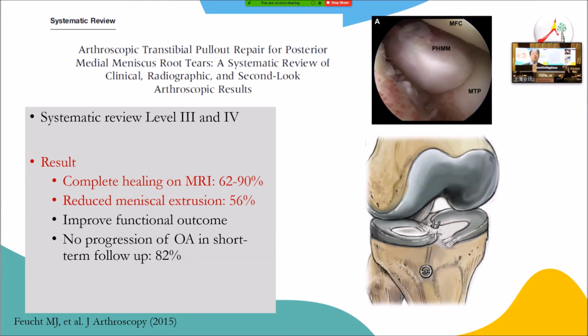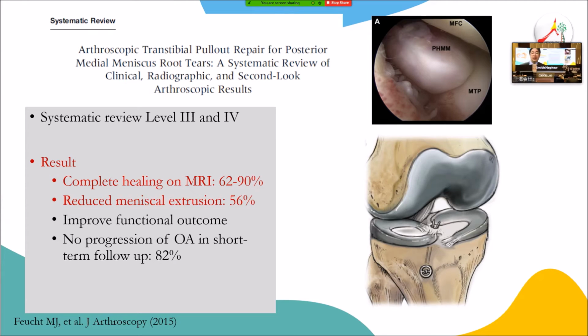From the literature, we found a range from 60 to 90% of complete meniscus healing. For myself, I think my result is about 60 to 70%. It's not 90%, because I think most of the patients came to see you too late. If the patient comes early, the result would be better.